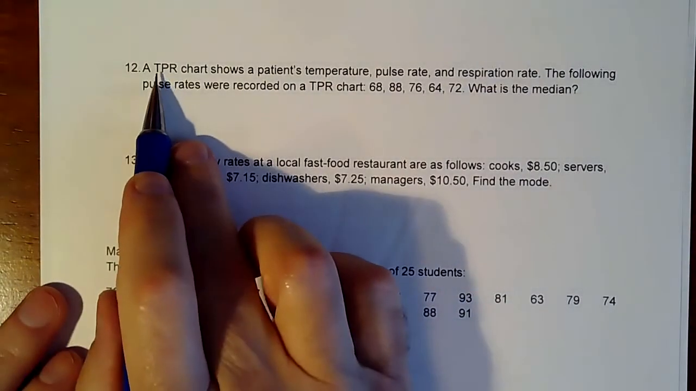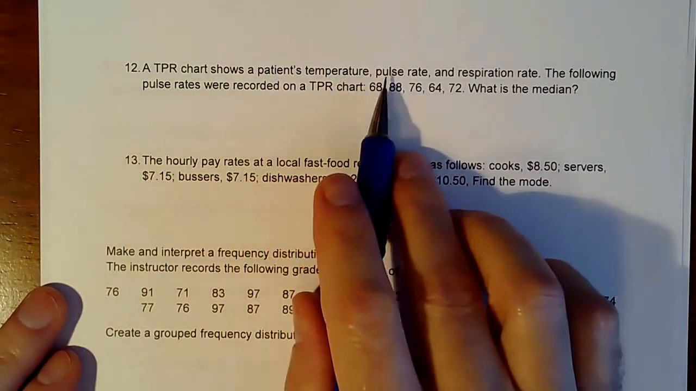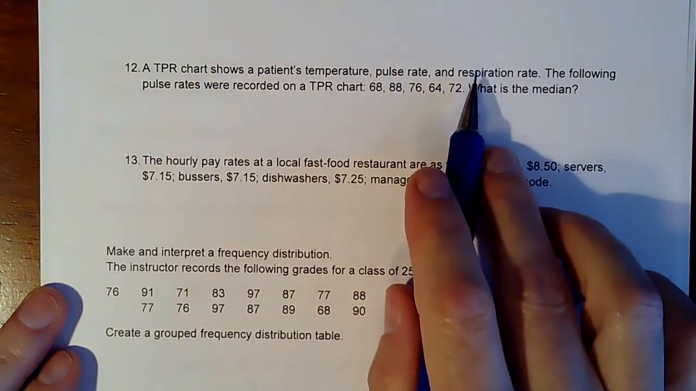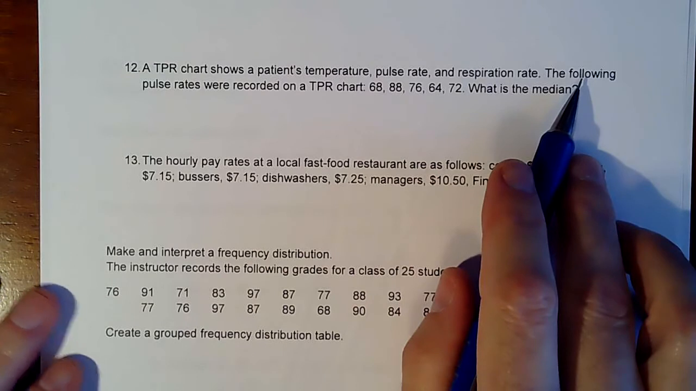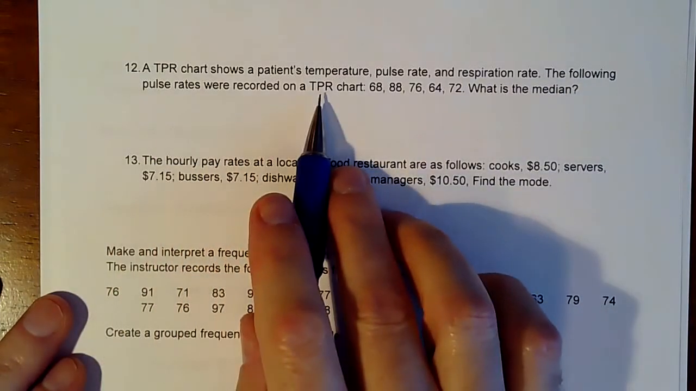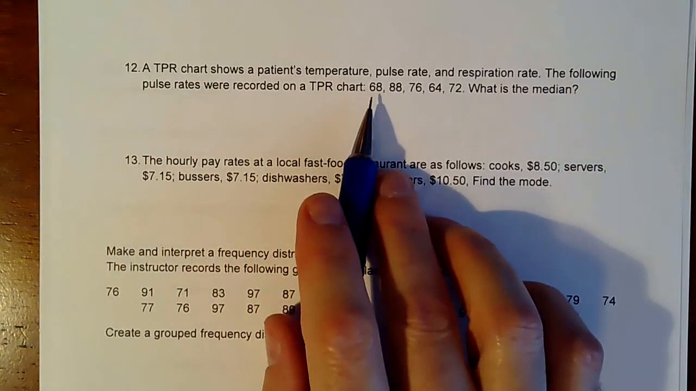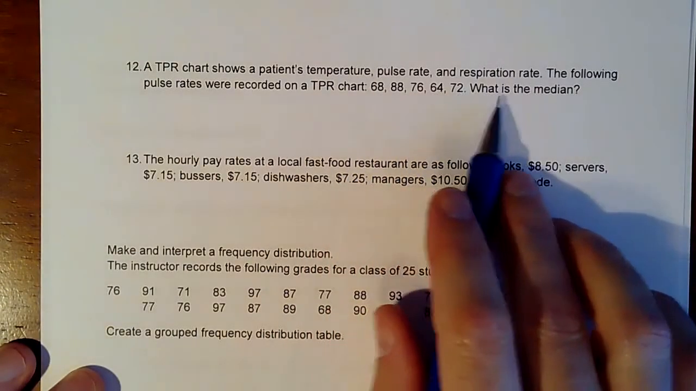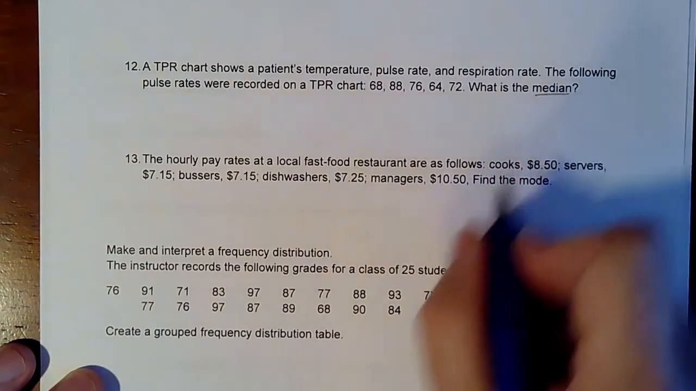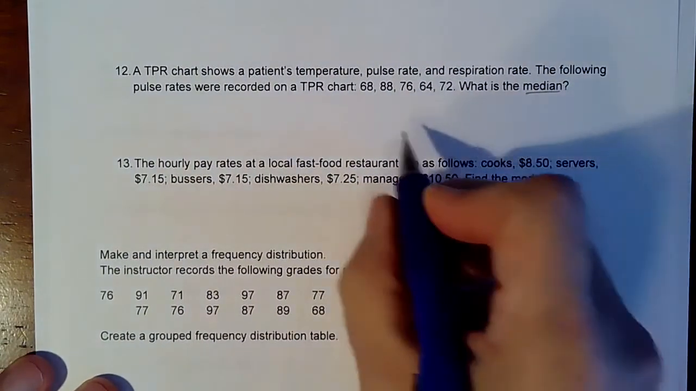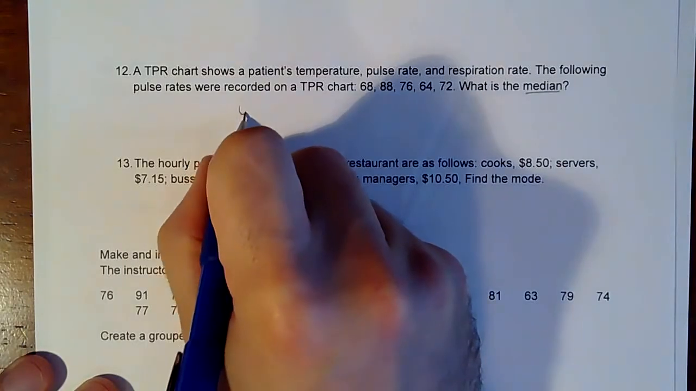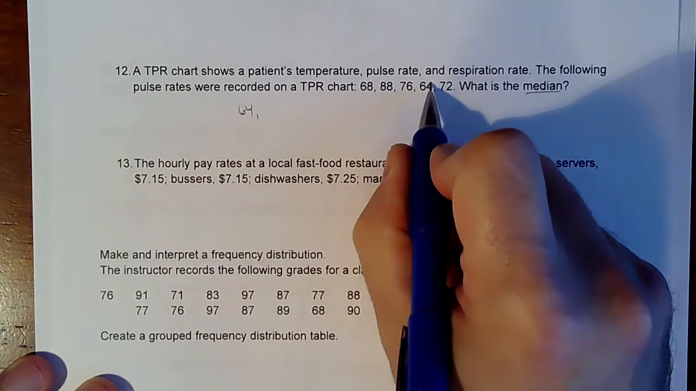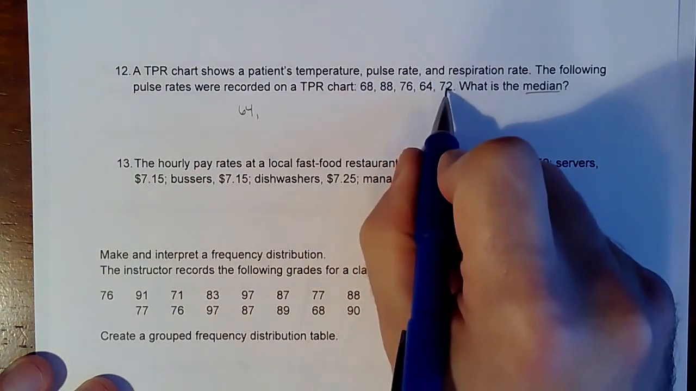This is a TPR chart, which shows the patient's temperature, pulse rate, and respiration, your breathing rate. It says the following pulse rates were recorded on the TPR chart: 68, 68, 88, 76, 64, and 72. What is the median? So what is the middle number? First thing is we've got to put it in order. So I'm going to start with the smallest number, 64. And I like to cross them off to make sure that I've covered all the values.